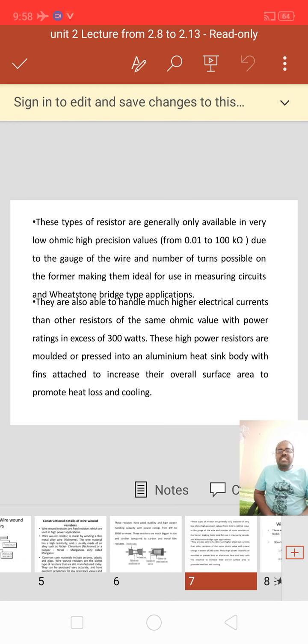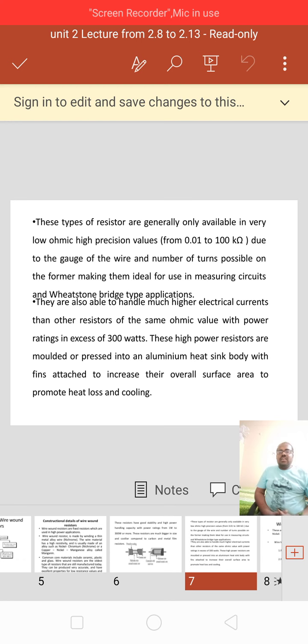These types of resistors are generally only available in very low ohmic, high precision values from 0.01 ohms to 100 kilo ohms, due to the gauge of the wire and number of turns possible on the former, making them ideal for use in measuring circuits and Wheatstone bridge type applications.